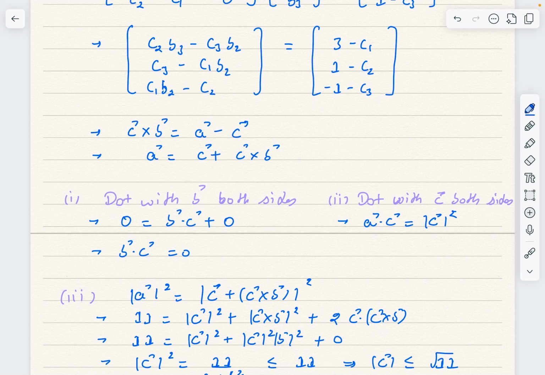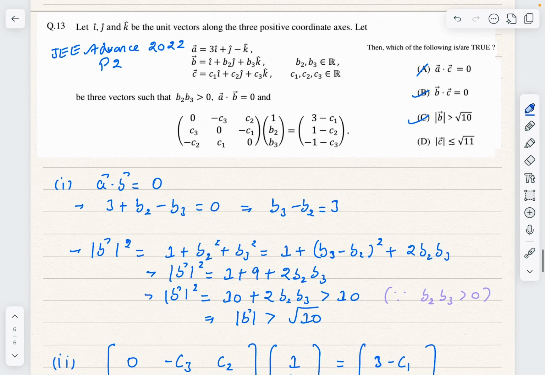And we can say from here that C cannot be a 0 vector, because if C is a 0 vector, A will also be a 0 vector. And vector A is given already, it is non-zero. So this thing for sure we can say is not equal to 0. Hence option A will be false.